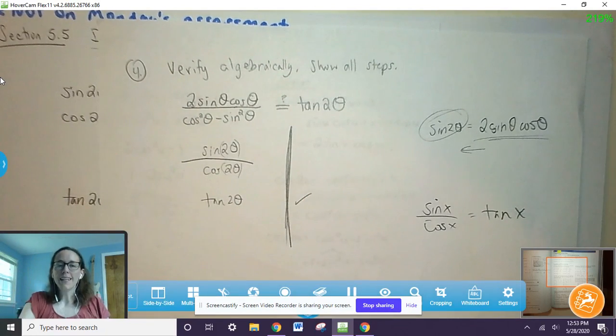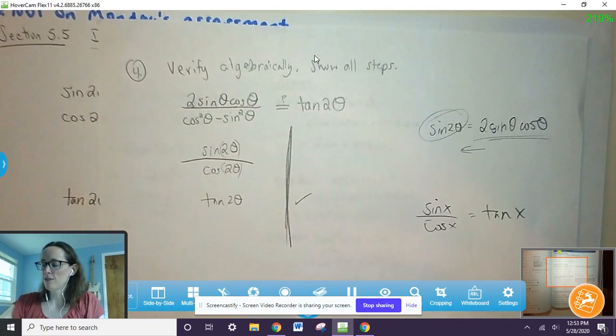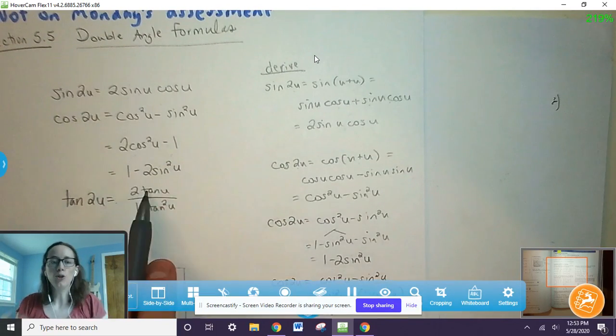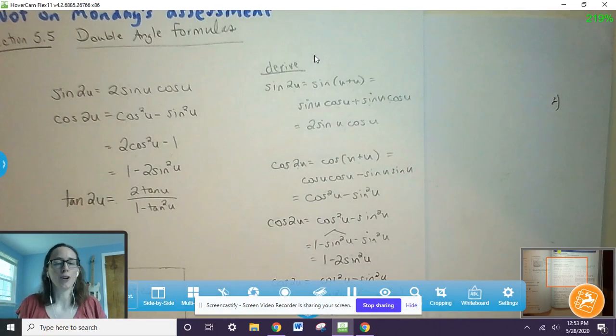All right, so that is the double angle formulas. And again, this is not on the assessment Monday, but I thought we could utilize the time today to take a look at this lesson, especially because it is so related. Because to get these formulas, you derive them using the formulas from 5-4 that we've been working with.